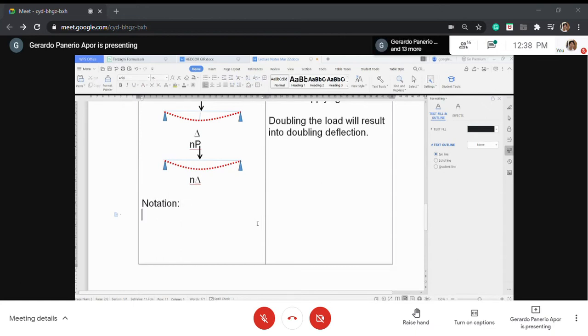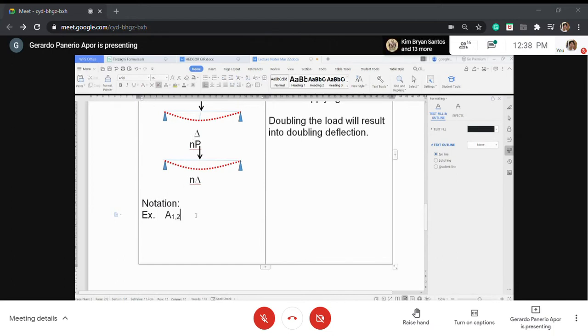For example, if you will encounter A12, that's a subscript.